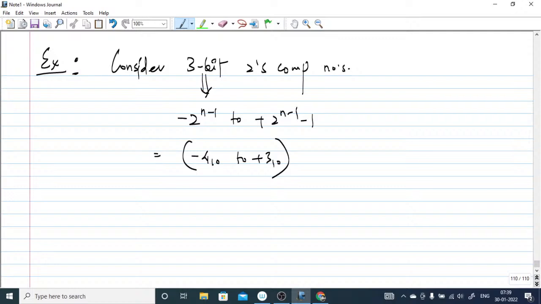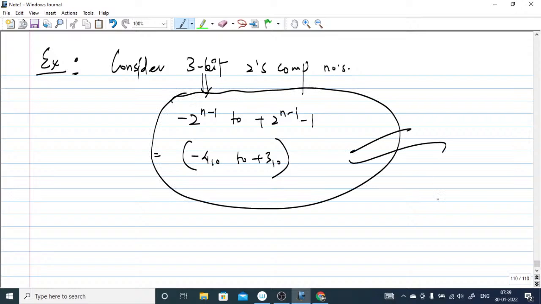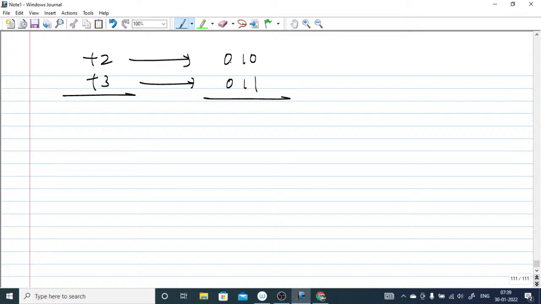Suppose we have to add 2 and 3. This is how we can find the range in case of 2's complement. Now suppose we are adding plus 2 and plus 3. These are two positive numbers. We can convert into binary format. Since 3 bits are there, plus 2 gives 0 1 0 and plus 3 gives 0 1 1. By looking at the binary format as well, we can say these are positive numbers because 0 is present. So let us add them.